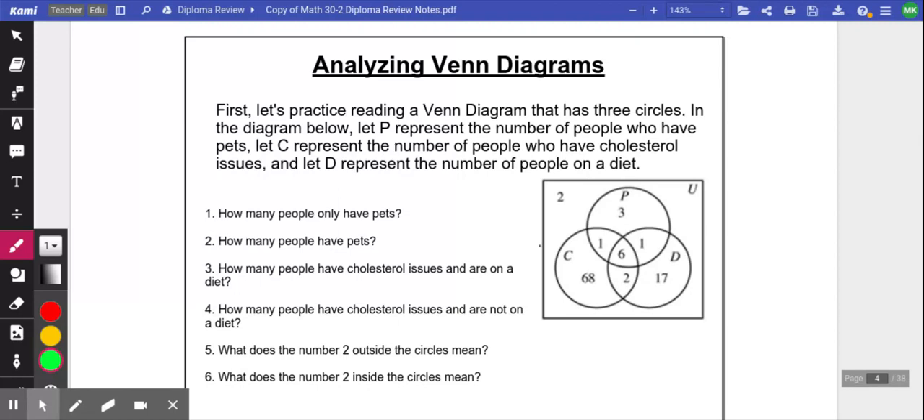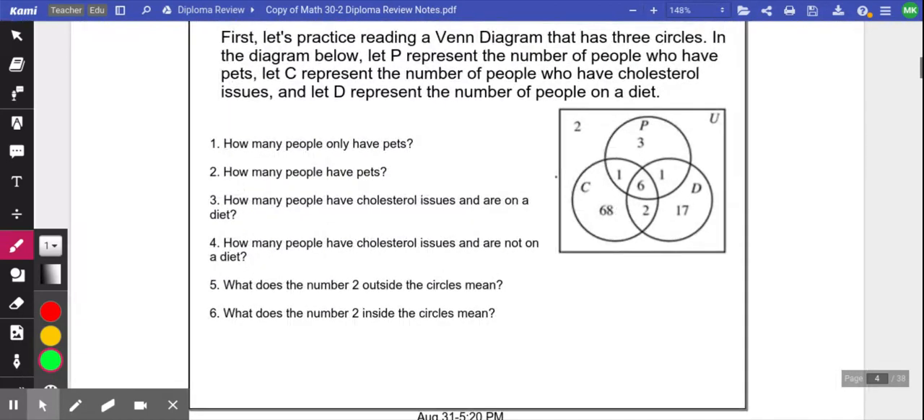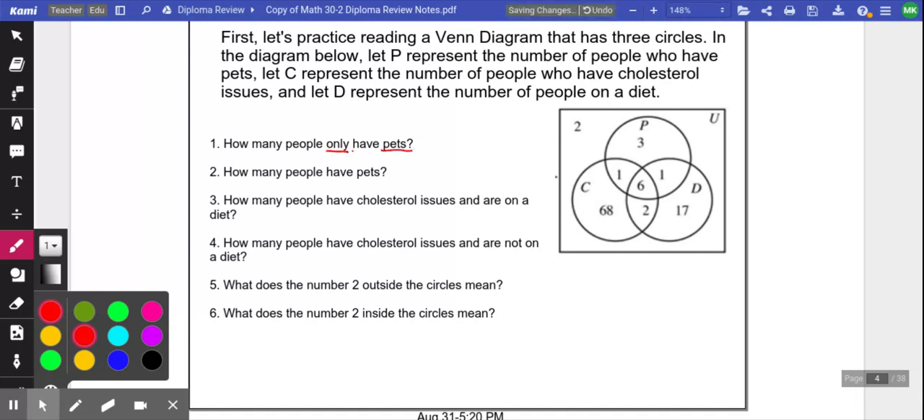So if you look, there's many questions we have that we need to answer. First question says, how many people only have pets? So that means you're looking for someone who has a pet but is not on a diet and does not have a cholesterol issue. This is my pet circle.